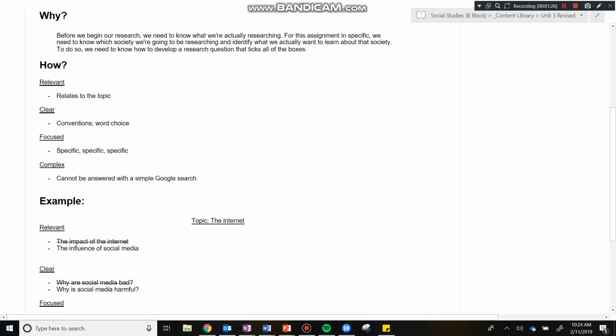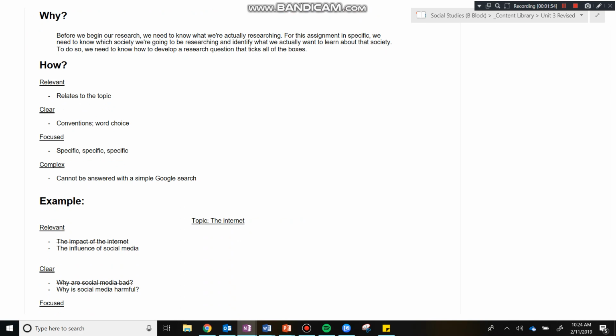Well, guys, let's start right here with definition. Let's explain what these four things mean. First, relevant. When I say a research question needs to be relevant, I mean it actually relates to the topic. For example, guys, we're talking about collapse. When I say that a research question needs to be clear, I mean conventions and word choice. So think about those 6 traits of writing.